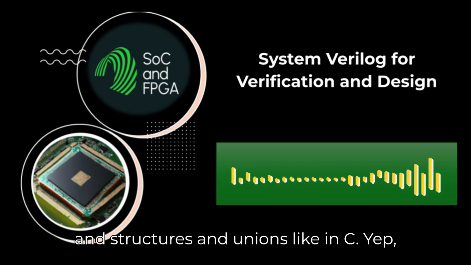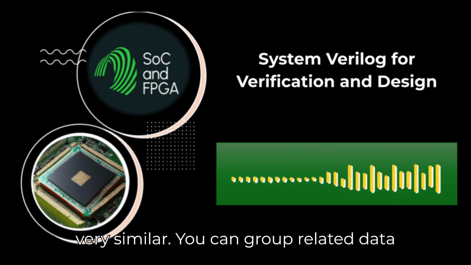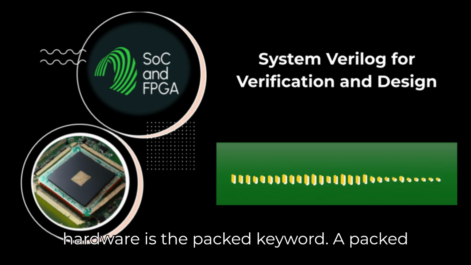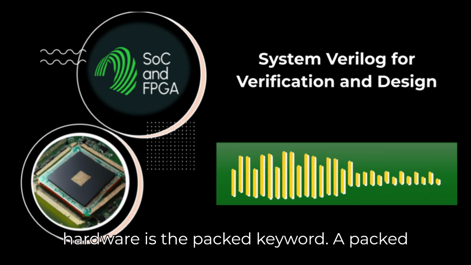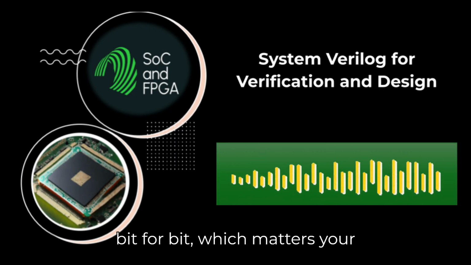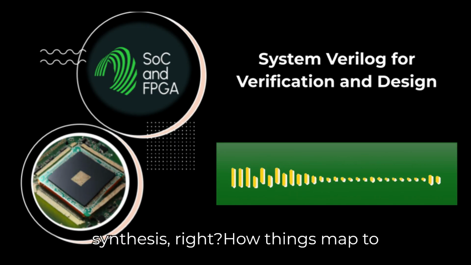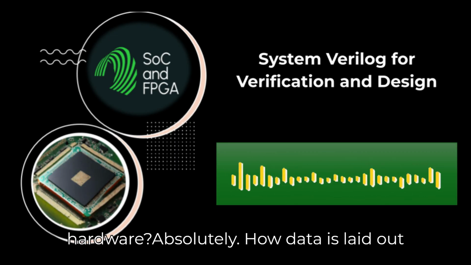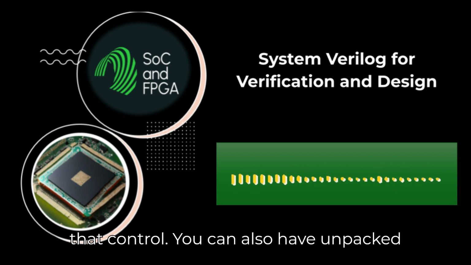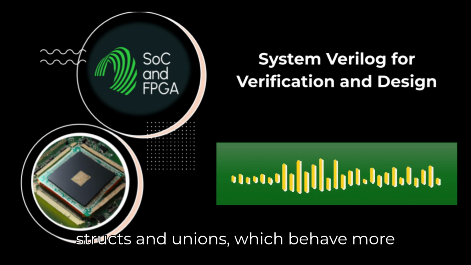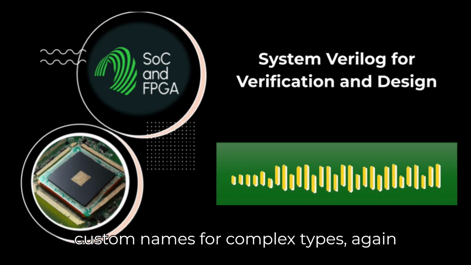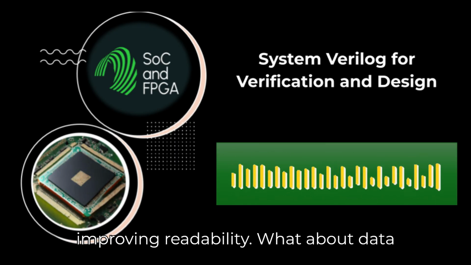And structures and unions, like in C. Yep, very similar. You can group related data together. The really important thing for hardware is the packed keyword. A packed struct guarantees that its elements are stored in a contiguous block of memory, bit for bit. Which matters for synthesis, right? How things map to hardware. Absolutely. How data is laid out is critical in hardware. Packed gives you that control. You can also have unpacked structs and unions, which behave more like C. And typedefs let you create custom names for complex types, again improving readability.